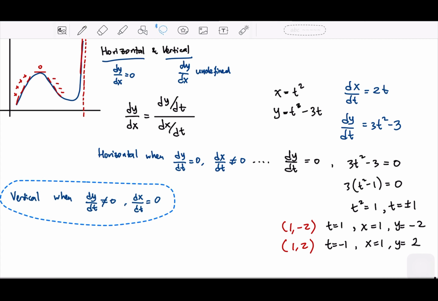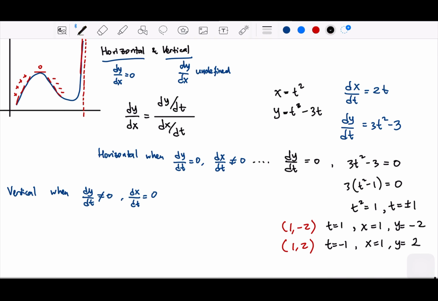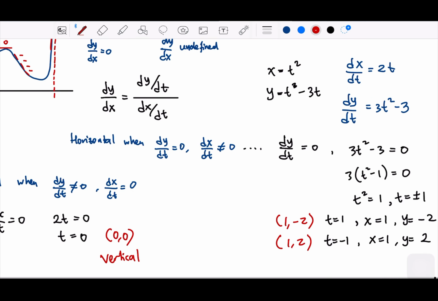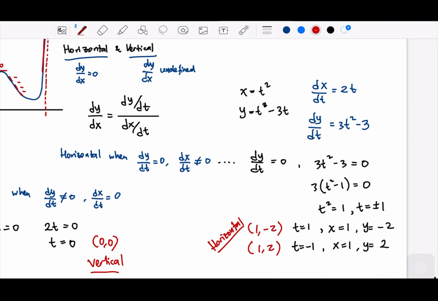Let me write it here. And then do the same thing with the vertical. Vertical is when dx/dt equals 0, which in our case is 2t equal to 0, so t equals 0. If we plug in 0 for both x and y, we get the point (0, 0). So at (0, 0) the tangent is vertical, and at these two points on the right side, the slope is horizontal.